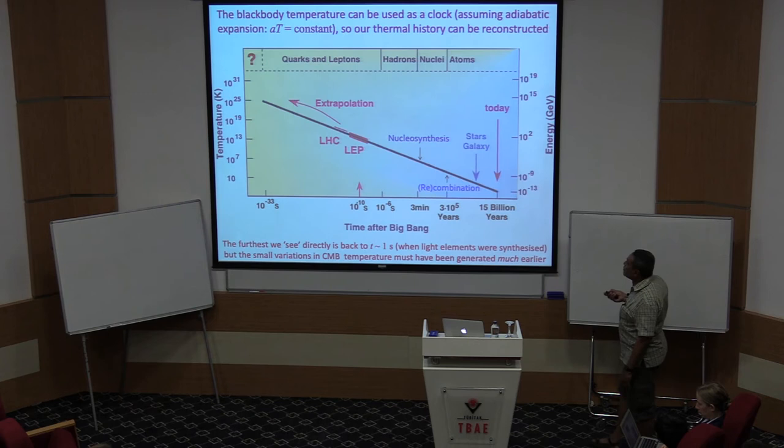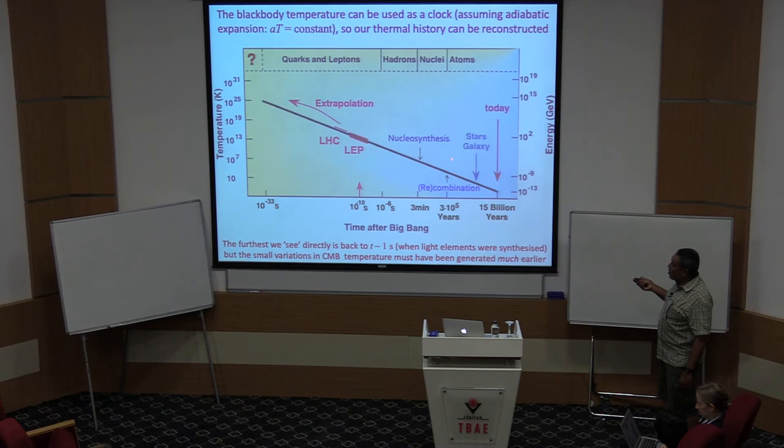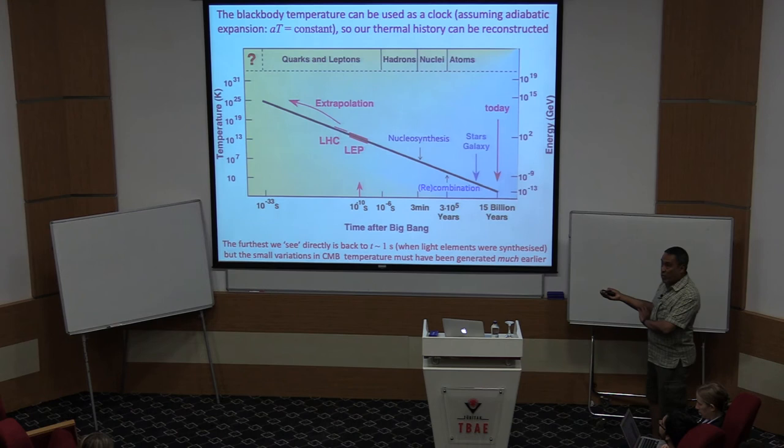Now, in this picture, the furthest we can actually directly look back is up to this point here, because at this point, the universe becomes opaque. It becomes a plasma. But we can, in principle, look back a little earlier to 1 second, in the sense that we can measure the elements that were synthesized then. And I'll show you in the next lecture that we can calculate that pretty well. And therefore, we are very confident of reconstructing our history back to about 1 second after the Big Bang.